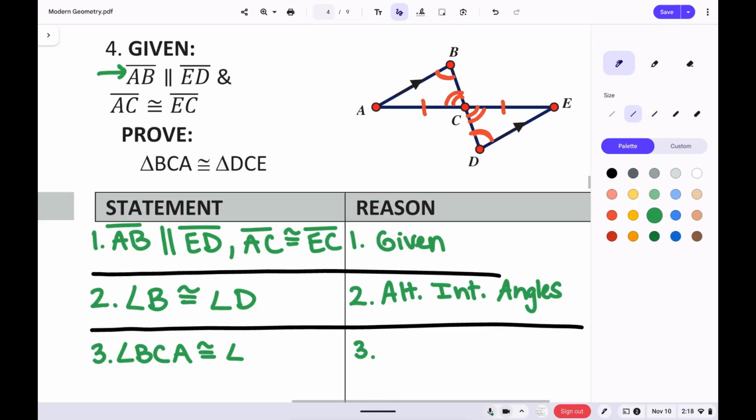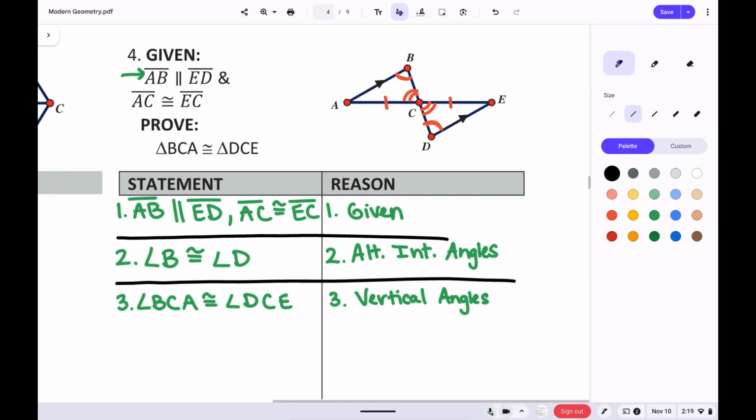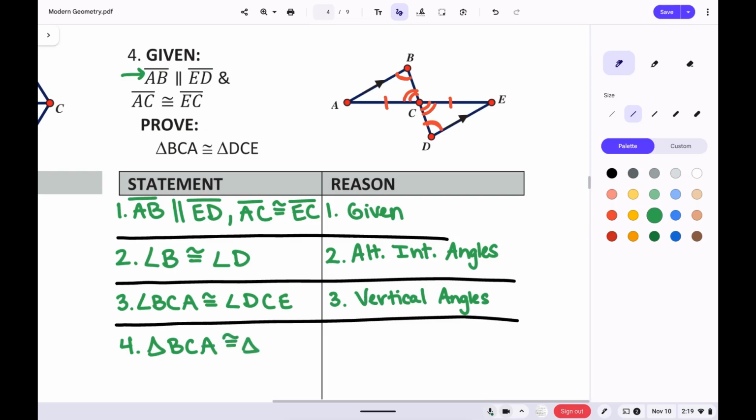It'd be DCE. Remember, you have to make sure you keep like pieces together. And so that would be vertical angles. Okay, and then if I look, I've got angle, angle, side marked. So I should be able to end and say triangle BCA is congruent to triangle DCE. Again, that's just coming from my proof statement because it works for angle, angle, side. So that gets the proof done in 4 steps.